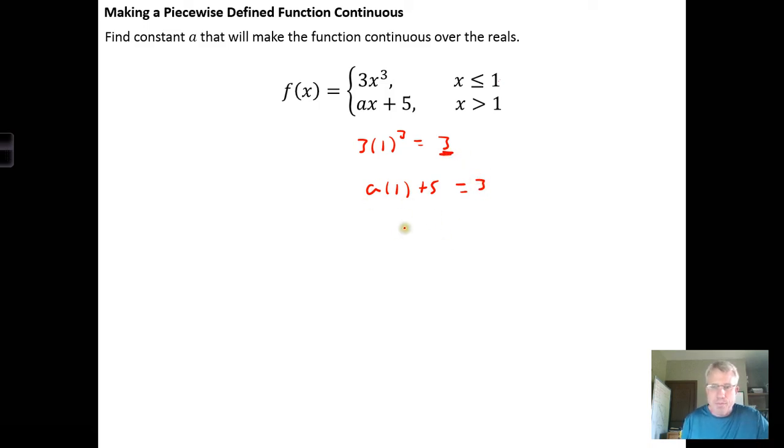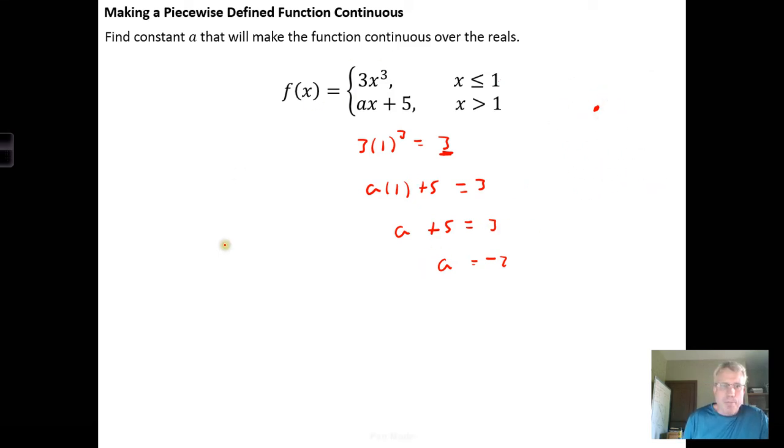So we get a times 1 is just a, plus 5 equals 3. And then we subtract 5 from both sides, we get a equals negative 2. So we actually see the picture that we're getting. We're coming up, and then at 1 we're going to stop, and then we're going to have the linear function connect up right there and dive down with the negative slope.